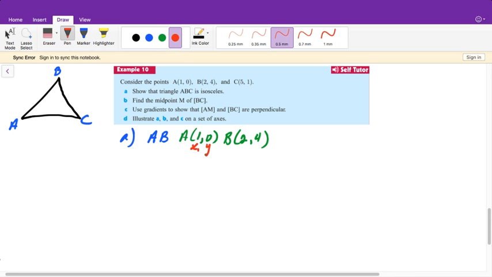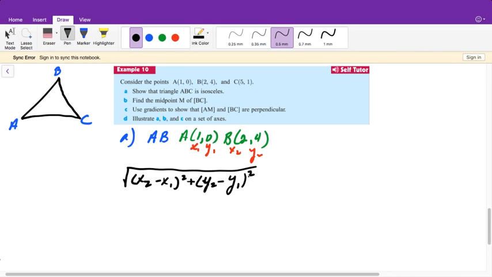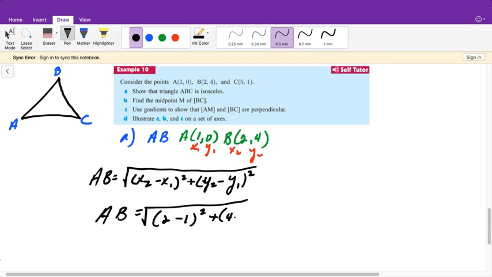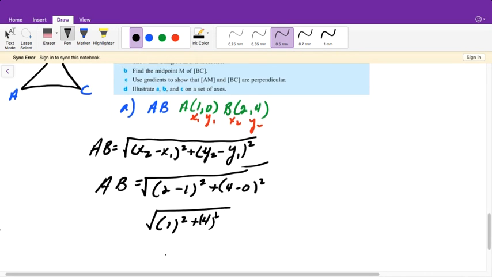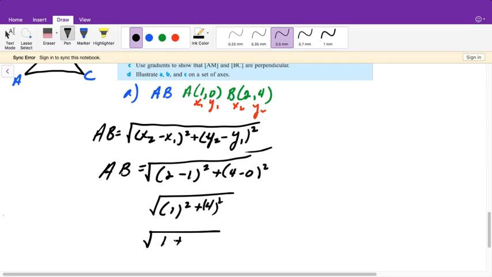This is x1, y1, and x2, y2. I am then going to plug it into my distance formula, which is the square root of x2 minus x1 squared plus y2 minus y1 squared. And the distance AB is equal to this. All right, then from here, we're going to substitute in what we know. Well, AB is equal to the square root of 2 minus 1 squared plus 4 minus 0 squared. Well, then the distance for here, this is going to be 1 squared plus 4 squared, which is going to be square root of 1 plus 16.